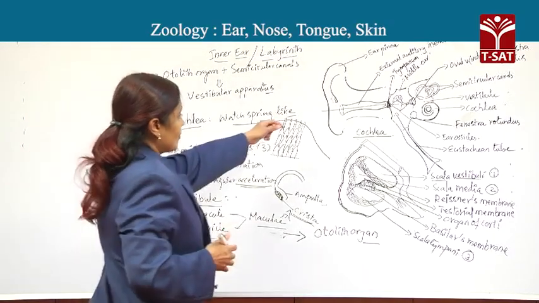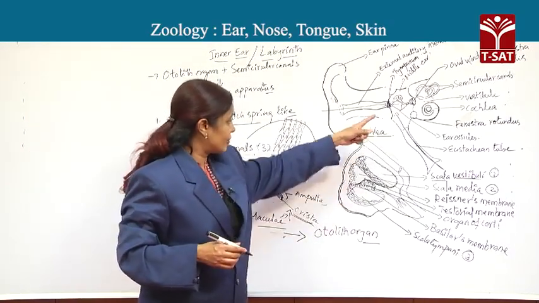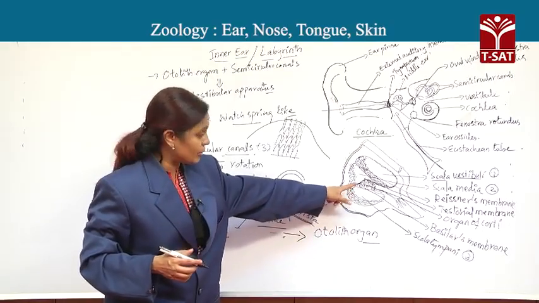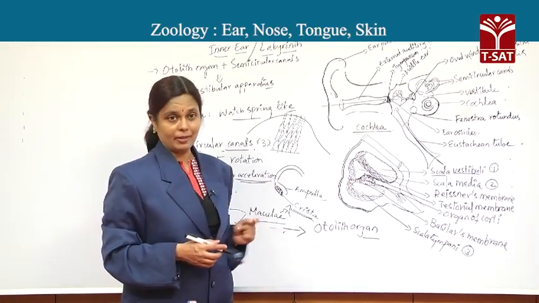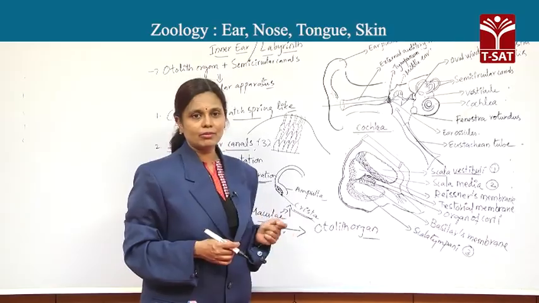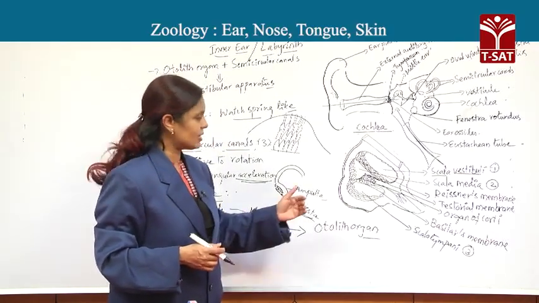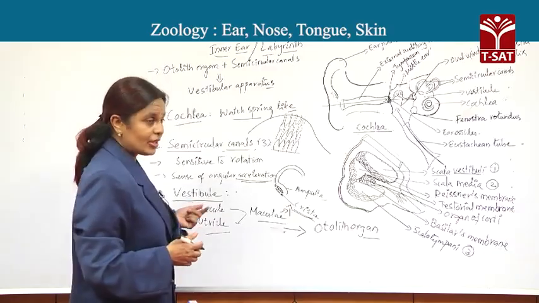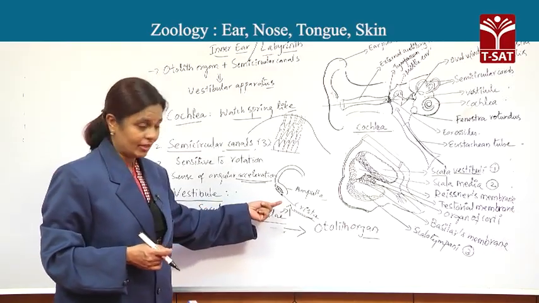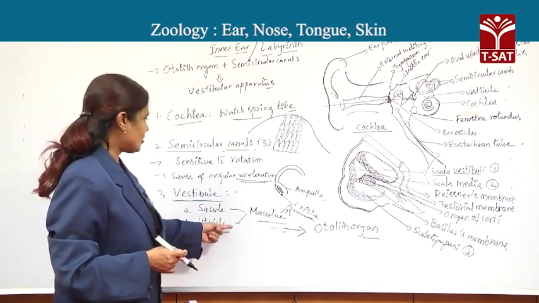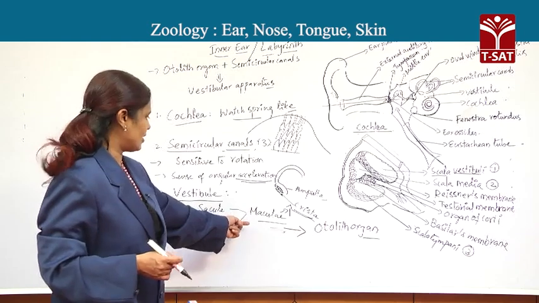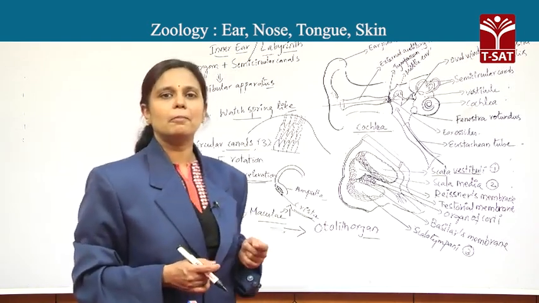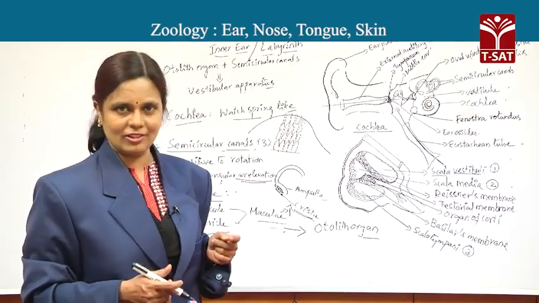So, about the sensory ridges, the organ of Corti, the sensory ridge present on the basilar membrane of cochlea, is sensitive to sound vibrations. That means it is responsible for hearing. Whereas, the sensory ridges present in the semicircular canals, that is ampullae, and the sensory ridges present in the vestibule, that is maculae, together are responsible for body balance, that is staticity.